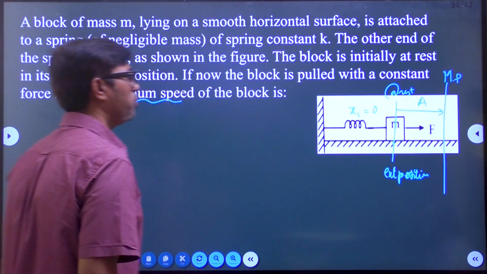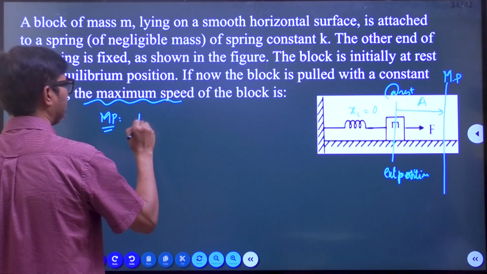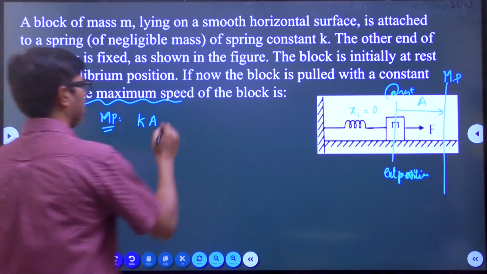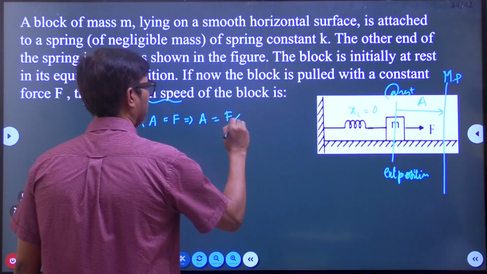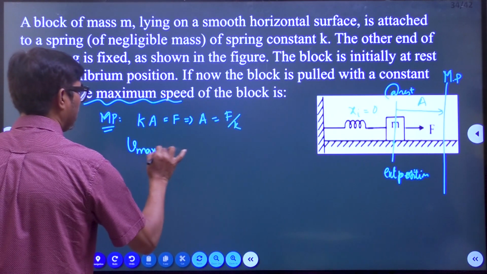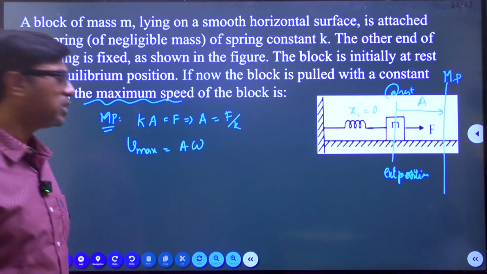At the mean position, we know the net force has to be 0, no? That means K into A, the deformation of the spring up to that point, should be equal to F. From there, I'll get A. That is F by K. So I know the amplitude. Then what is the maximum speed? That would be A omega. Right? Simple harmonic motion, A omega.